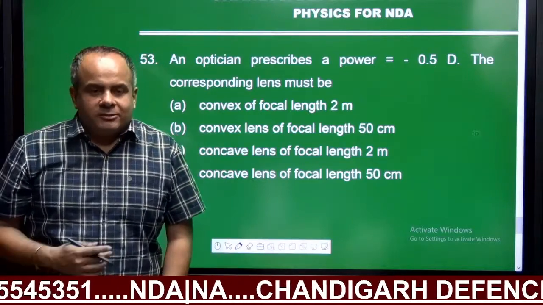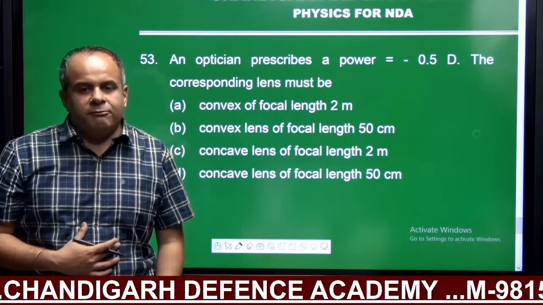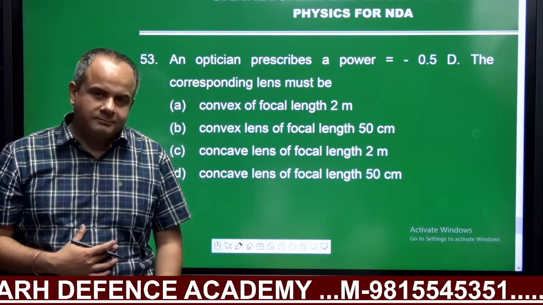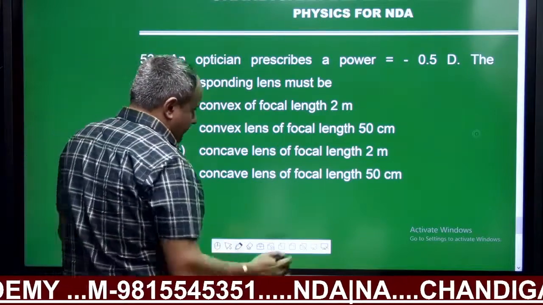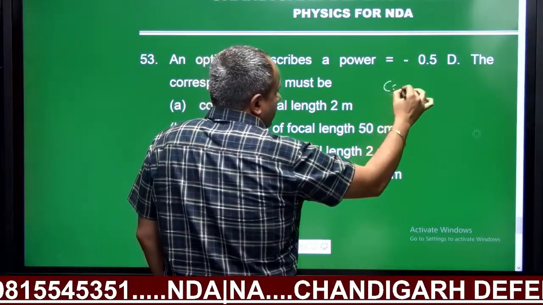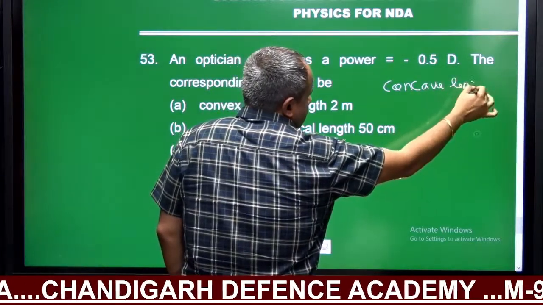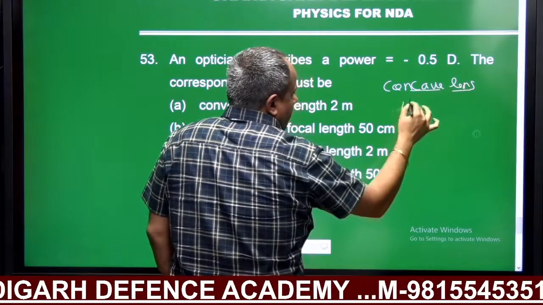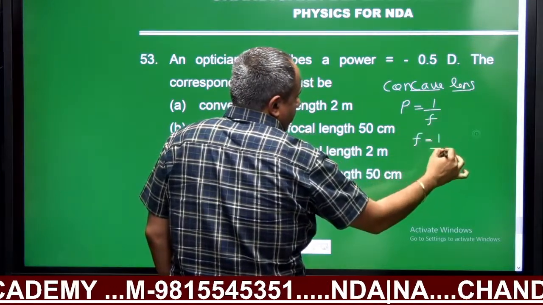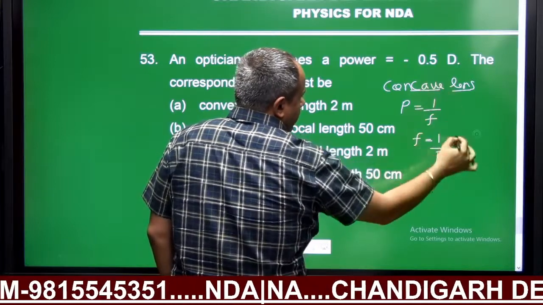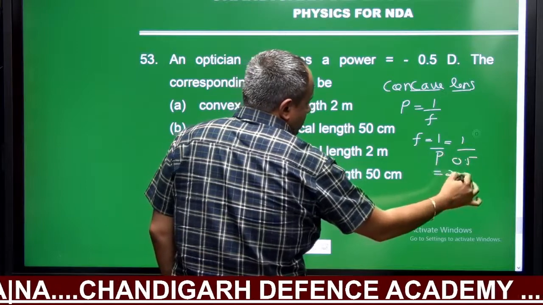चलिए क्वेश्चन नंबर 53. An optician prescribes a power of -0.5 diopter. Power is negative, focal length is negative. अभी सीखा था that a negative focal length means it is having a concave lens. Then power will be by definition 1 by f. तो f क्या हो जाएगा? 1 by p. Put the value, it is in diopter. 1 by 0.5, 10 ऊपर जाएगा, focal length आ जाएगी 2 meters.